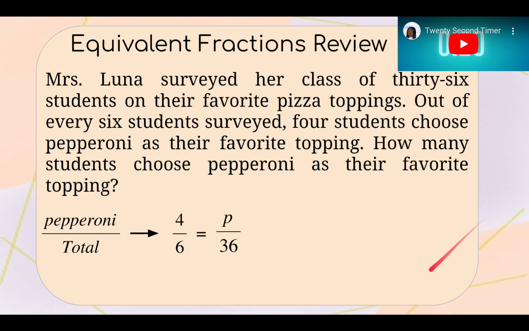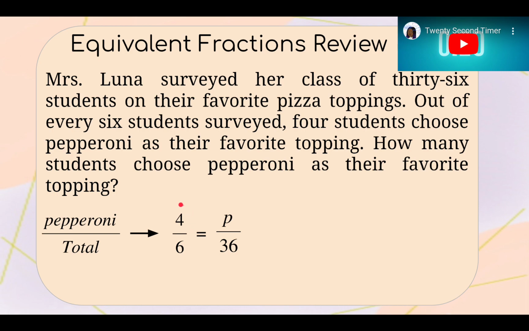Next, we need to find out how many students chose pepperoni as their favorite topping over the total amount of children that she had in her class. So that would be P divided by 36. Once again, you can use any letter, but I'm just going to use the first letter of whatever I'm trying to find out. In this case, it's pepperoni, so P.